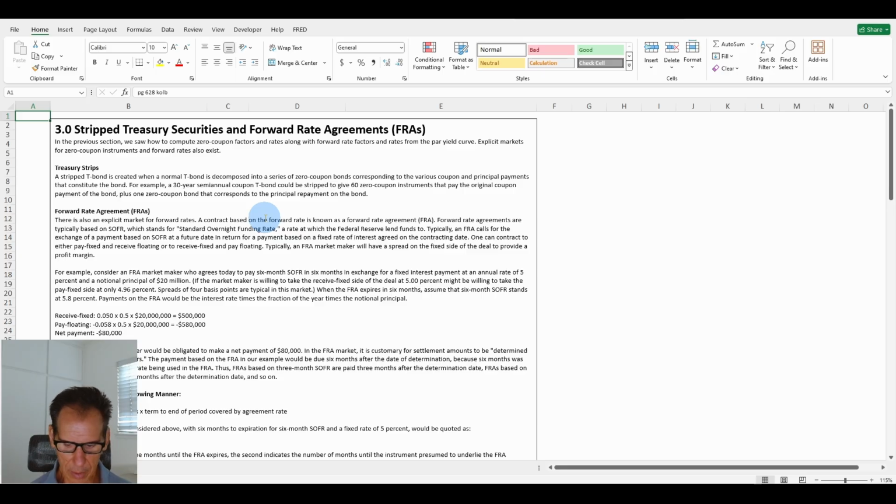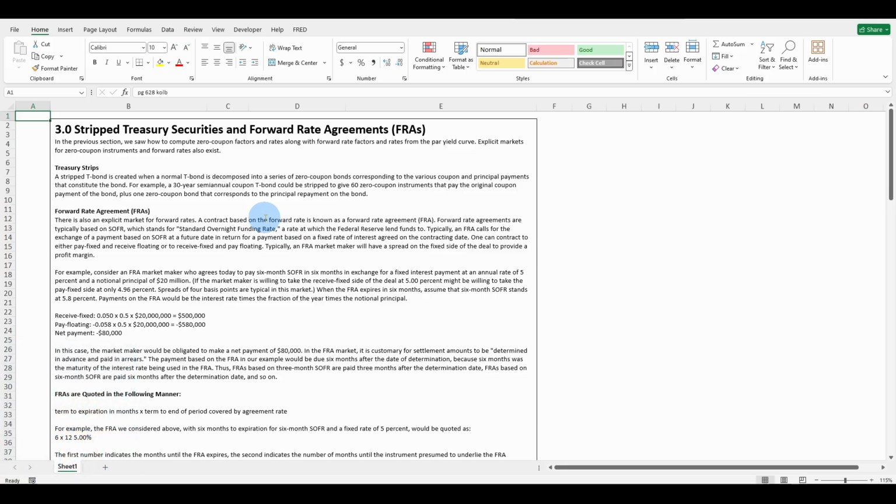In this particular session, we're going to talk about strip Treasury securities and forward rate agreements. In the previous section, we saw how to compute zero coupon factors and rates along with forward rate factors and rates for the par yield curve. Explicit markets for zero coupon instruments and forward rates also exist.